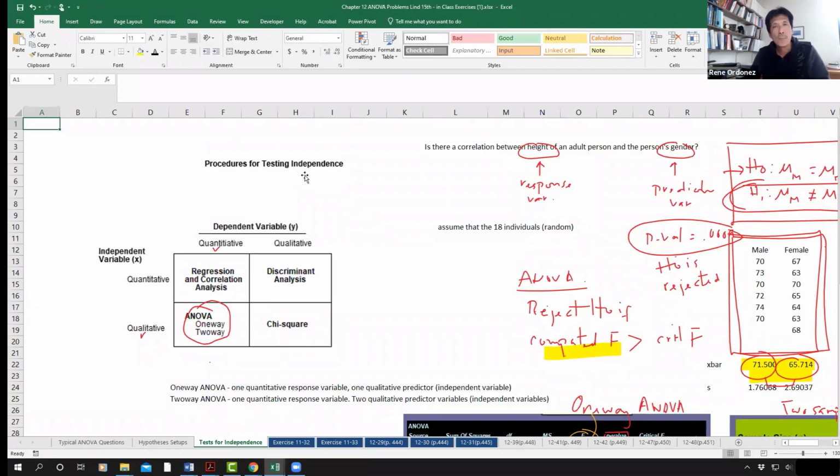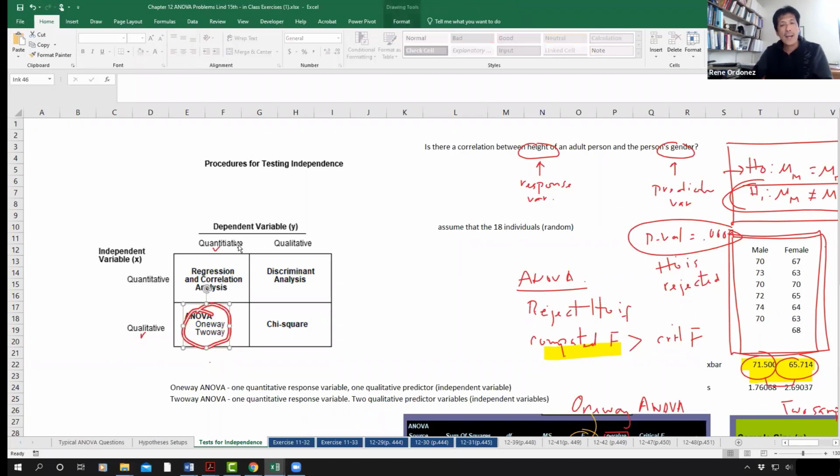Just by way of recap, the study of ANOVA is part of this set of procedures that deal with testing whether 2 variables are independent or not. The ANOVA that you see here is used when the dependent variable is measured, quantitative, and the independent variable, also known as the predictor variable, is qualitative, meaning categorical.